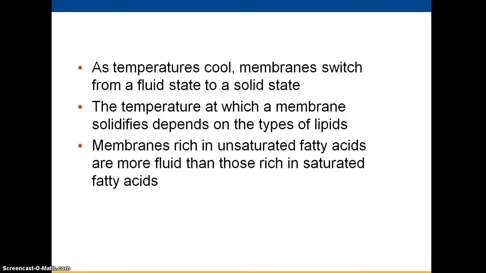In order to work properly, membranes must be fluid. They're usually about as fluid as salad oil, so quite a bit of movement. However, as temperatures cool, membranes switch from a fluid state to a solid state. The temperature, though, that the membrane solidifies at depends on the types of lipids. Membranes rich in unsaturated fatty acids can remain fluid at lower temperatures because their tails have bends or kinks, remember, because of those double bonds? And this prevents tight packing.